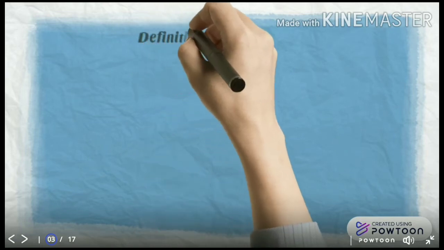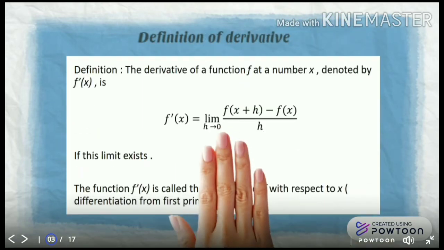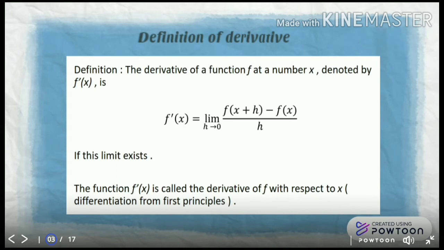Okay, so first, the definition of derivative. The derivative of a function f at a number x, denoted by f prime x, is given by the formula f prime x equal to the limit as h approaches 0 of f(x plus h) minus f(x) over h, if this limit exists. The function f prime x is called the derivative of f with respect to x.